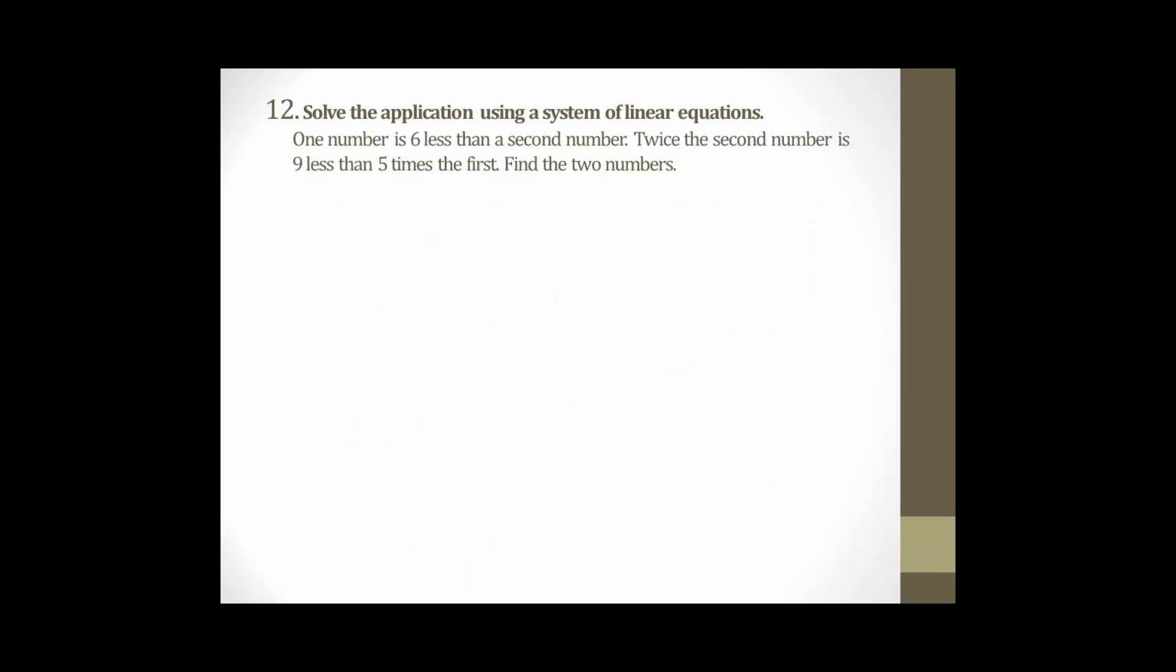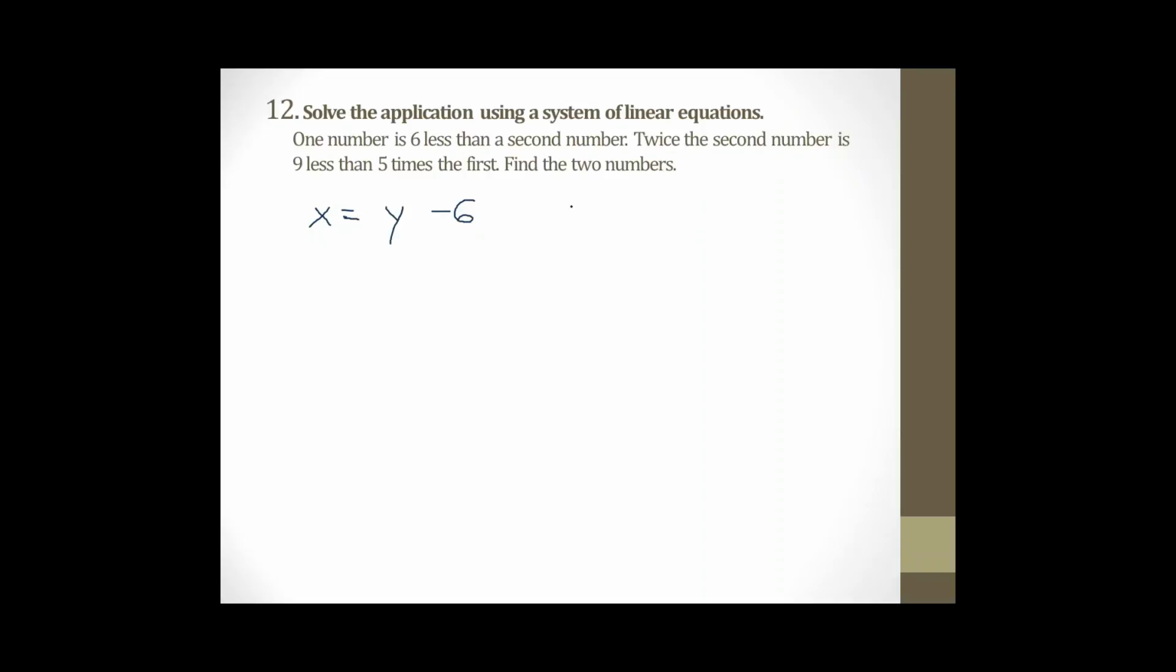So number 12 says, first of all, solve this application using a system of linear equations. So let's write two equations. The first one would be: one number is 6 less than a second number. So one number, let's call that number X, is equal to, and then 6 less than what? A second number, which I call Y. So my first equation is X equals Y minus 6.